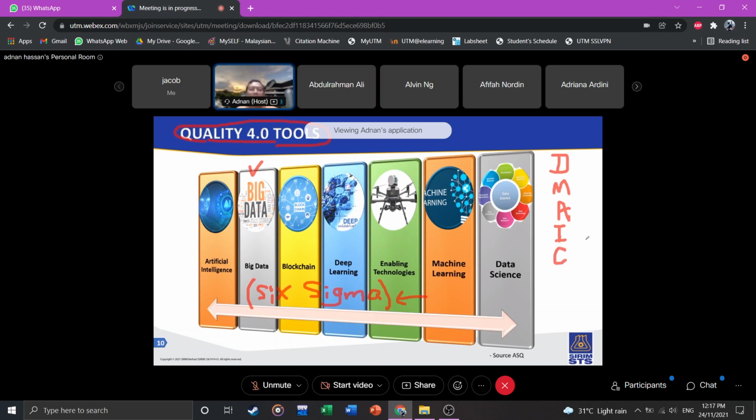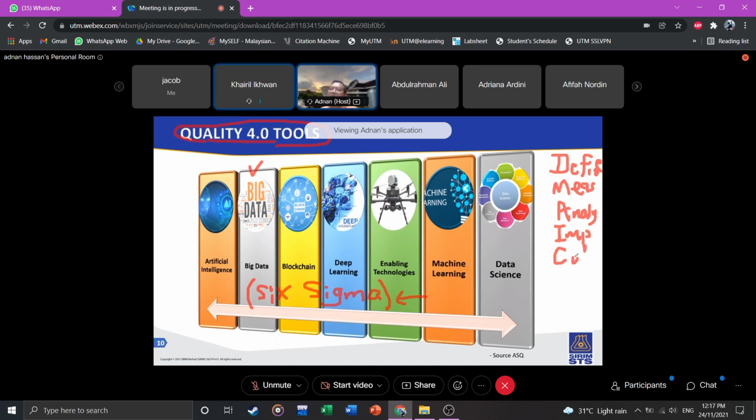Okay, anyone else want to give an idea? How we can use all this technology in DMAIC? Okay, in define, define the problem. In measure. Okay, in analyze. Okay, improve. Maybe like creating a simulation. Okay, so simulation is also one of the tools in Industry 4.0. Create simulation. Simulation like what? Any idea?